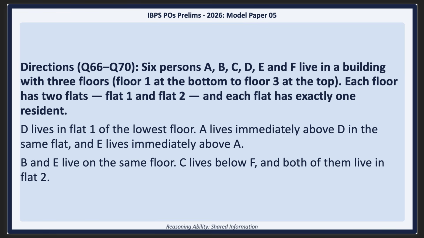D lives in flat 1 of the lowest floor. A lives immediately above D in the same flat. Right. E lives immediately above A. We are also told B and E live on the same floor. Finally, C lives below F, and both of them live in flat 2.